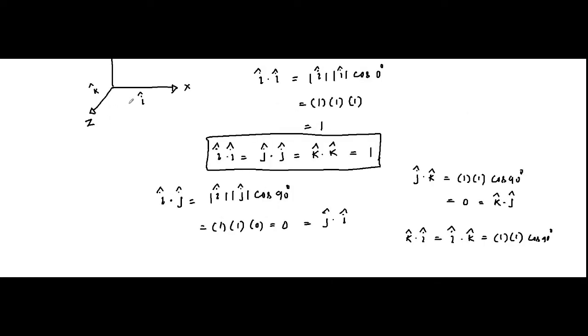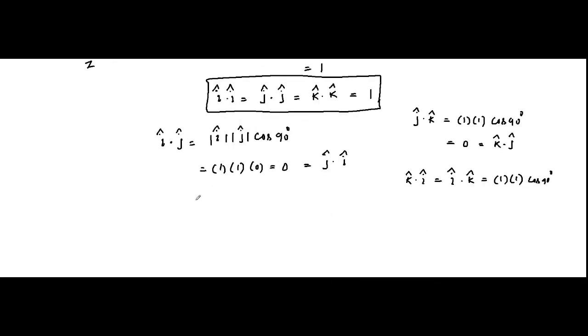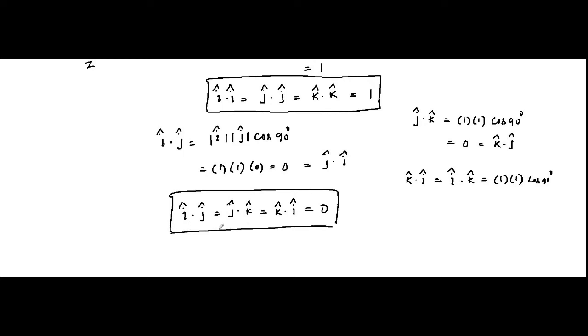So what we understand here is that the dot product of any unit vector with a different unit vector always gives us the result 0. ij, jk, ki, or ji, kj, ik, in whichever order you do it, will always give us the result 0, because they are mutually perpendicular, and because of this cos theta, with theta being 90 degree, the result will always be 0.